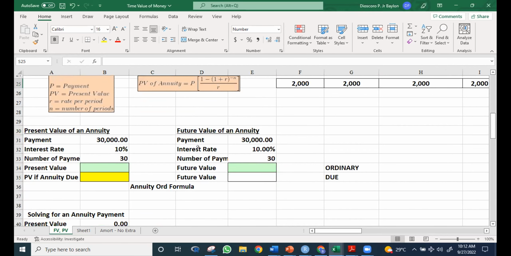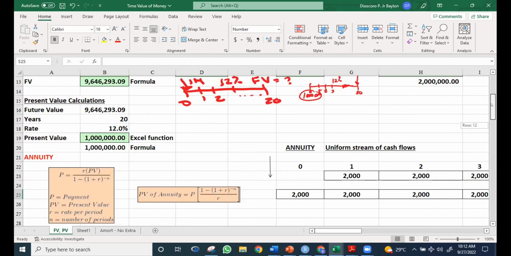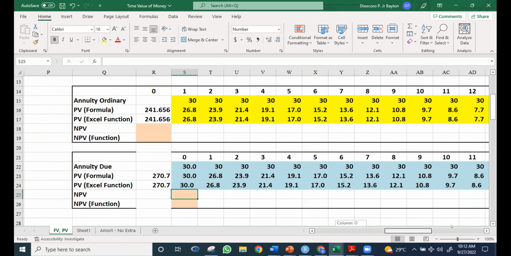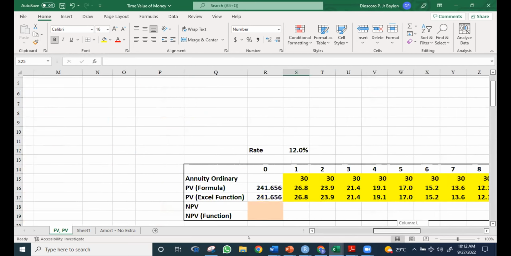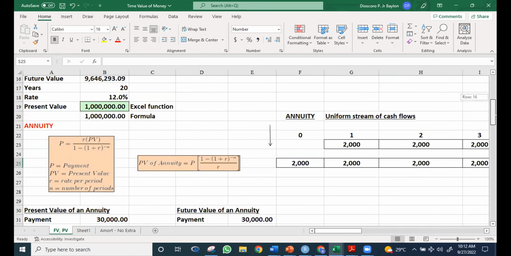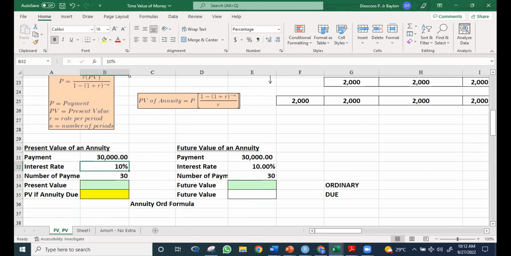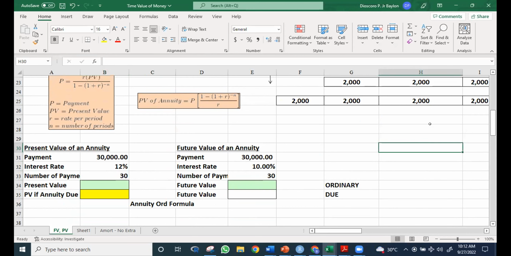Okay, so this is the same problem. We have 30,000. We just represented it by 30, and then the interest rate is, wait, what's the interest rate? Okay, we use 12% here. So let's change the problem. Let's kindly change this to 12% so that we can compare. I think this is a question of Patricia. All right. So how did we compute for the present value?